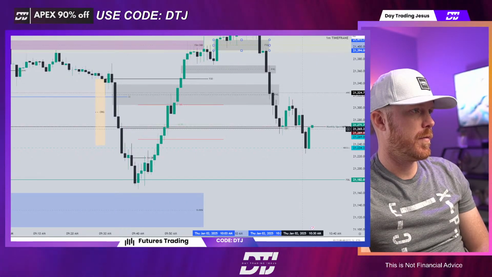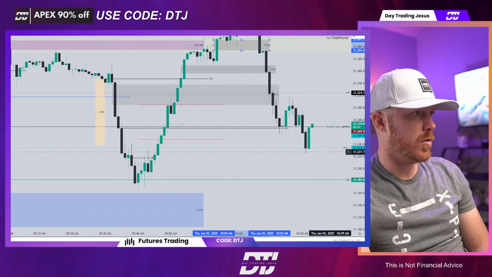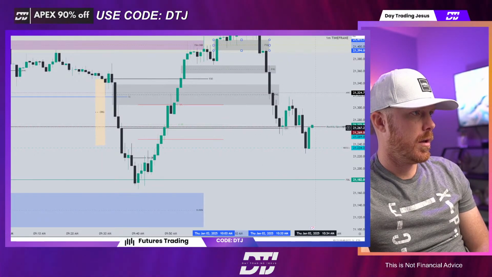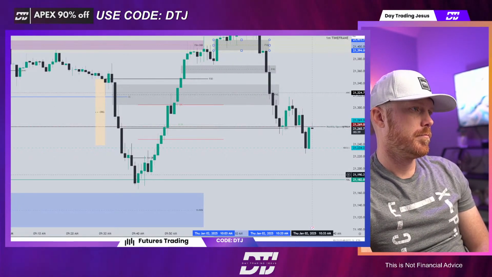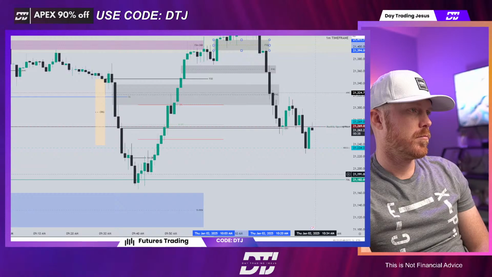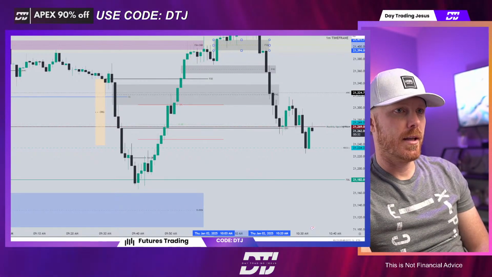Watching this inversion fair value gap right here, seeing if it wants to react off of the new day opening gap low, close above it and maybe run this low resistance liquidity, or if it's going to find resistance here and move lower. I think it actually makes sense for it to move lower.